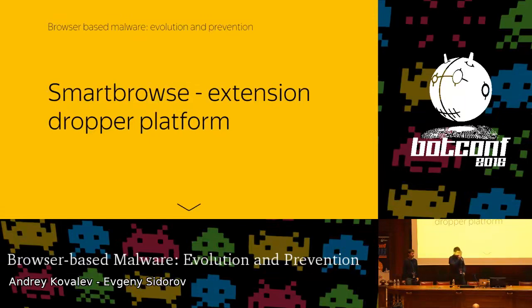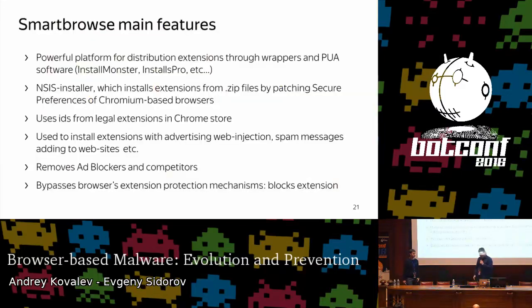We called it SmartBrowse. Some companies call it SmartBrowser. This is an extension dropper platform, which has several features. It's a very powerful platform, which installs extensions from zip files. It uses NSIS installers, and it is distributed through Russian partnership programs like Install Monster, InstallPro, which distribute rogue software or potentially unwanted software. In Russia, it's also very popular. So it has a lot of features.